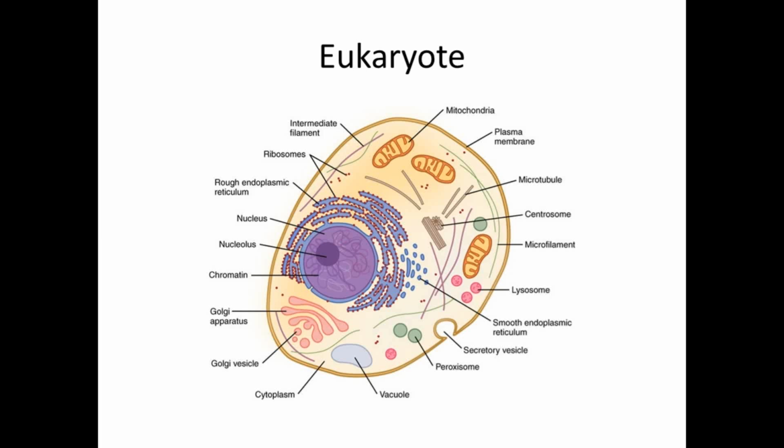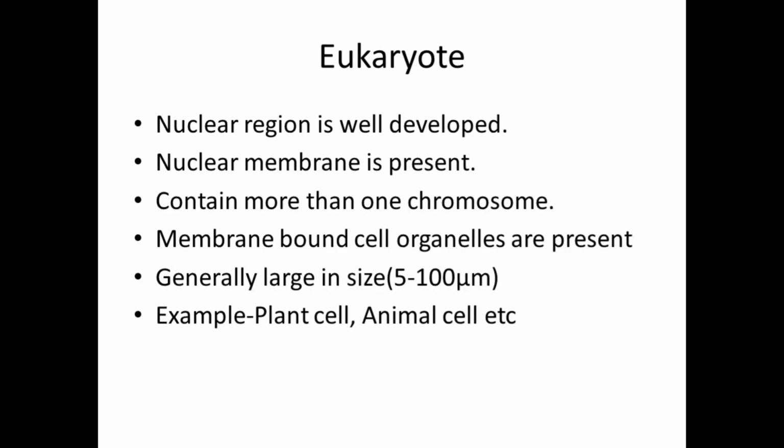Now, eukaryotes. A eukaryotic cell has a well-defined nucleus with a nucleolus, chromatin material, everything inside. We can see the structure of a eukaryotic cell here. A eukaryotic cell has a well-developed nuclear region, the nuclear membrane is present, and it contains more than one chromosome.